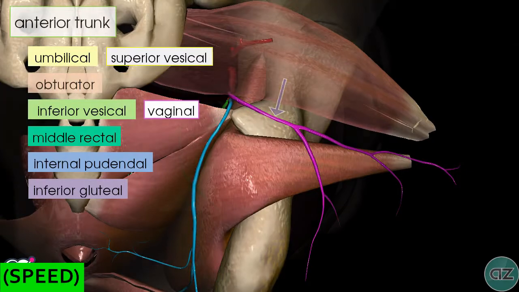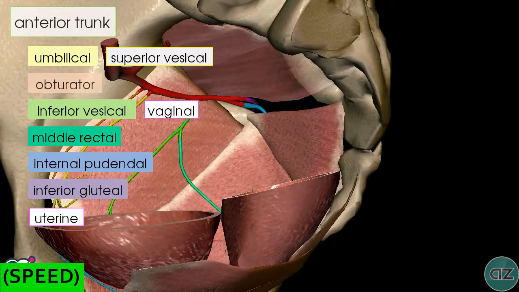The final artery to mention, which isn't visualized in this model, is the uterine artery, which is found in females. The uterine artery runs in the broad ligament to provide the major blood supply to the uterus, and also anastomoses with other vessels to provide the arterial supply to the ovaries as well as the vagina. So those are the branches of the internal iliac artery.